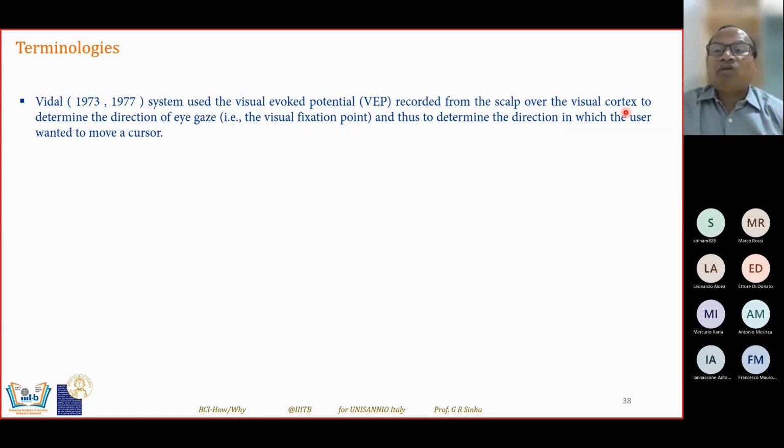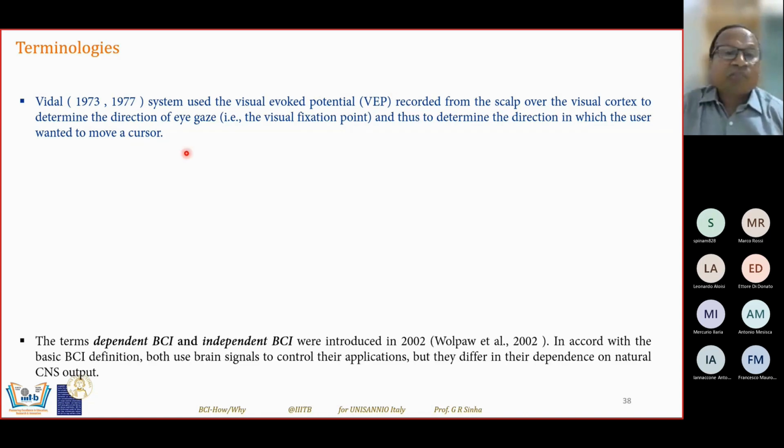The visual cortex is in the occipital area and is responsible for visual abilities. It determines the direction of eye gaze, like the visual fixation point, and thus the direction in which the user wants to move a cursor. If a person has some difficulty, then with the help of visual evoked potentials the cursor can even be controlled.